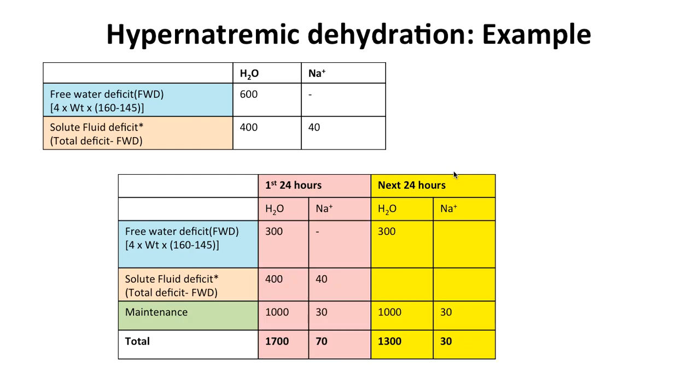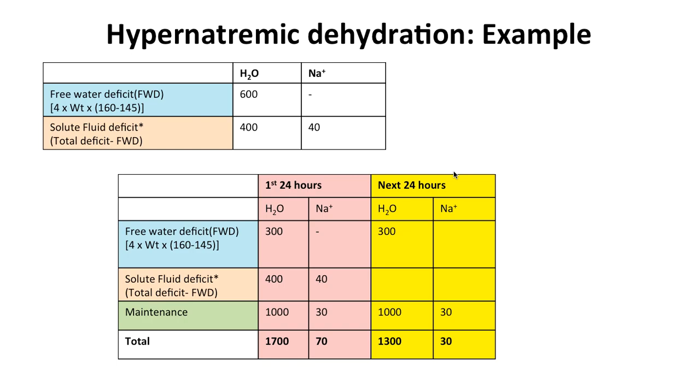So this is how you calculate. Whatever amount of free water deficit you got, say 600 ml in this case, so 300 in the first 24 hours, 300 in the next 24 hours. Suppose the sodium levels were even higher and you have the free water deficit of 600 ml itself, but you need to give it in 72 hours, then it would come at 200 in the first 24 hours, 200 in the next 24 hours, and then 200 in the next 24 hours, and so on. And whatever solute fluid deficit, it will be given in the first 24 hours itself.